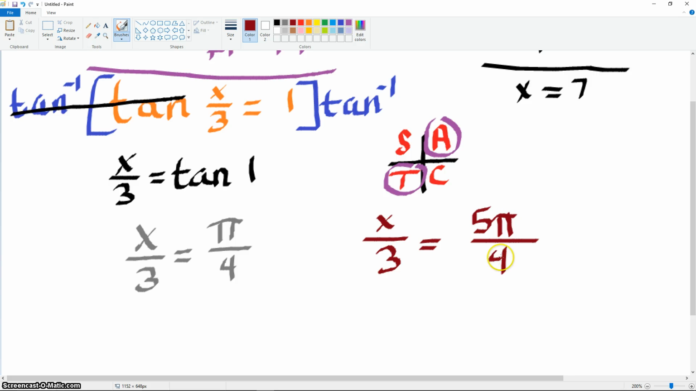Now here's the part that's kind of tricky. Because we're not limited to just one revolution around the unit circle, we always add this piece after it, plus 2 pi n. And we're going to also add it here, plus 2 pi n. Why 2 pi n? Because 2 pi is one revolution, n is just how many times you go around. So it's any angle that's coterminal.